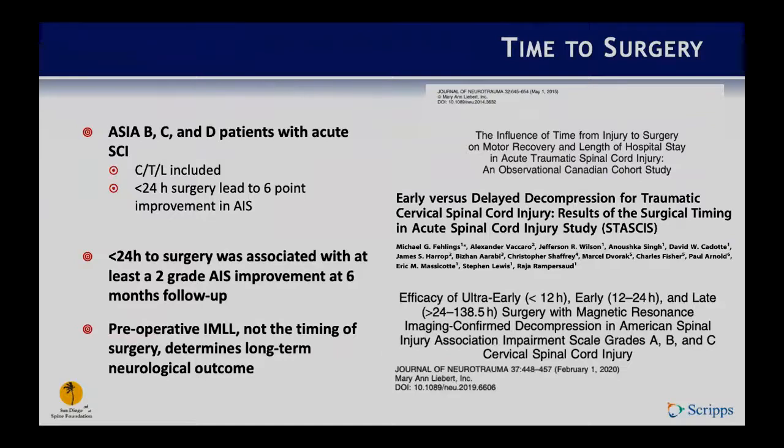And they did not find any strong correlation with timing. However, they found a very strong correlation with their preoperative IML, or the intramedullary lesion length. So the length of the injury in the actual cord was the most predictive of long-term neurologic outcomes, and they did not find as much regarding the timing of the surgery.